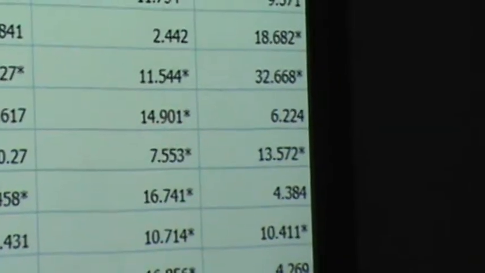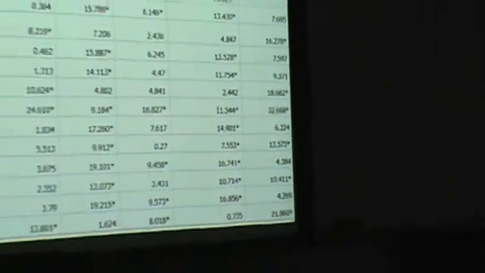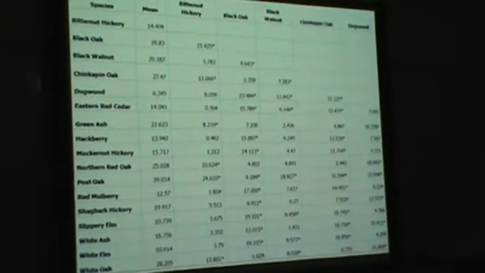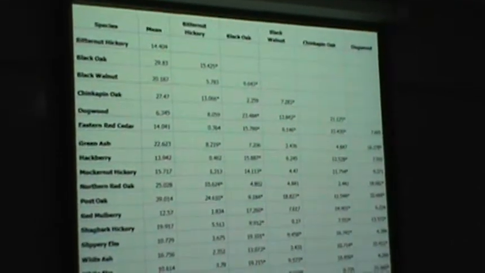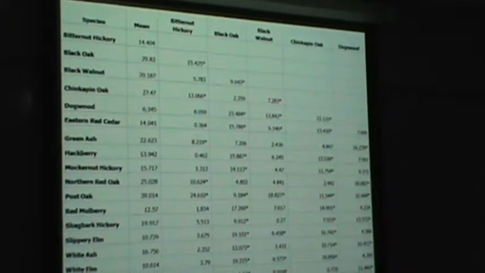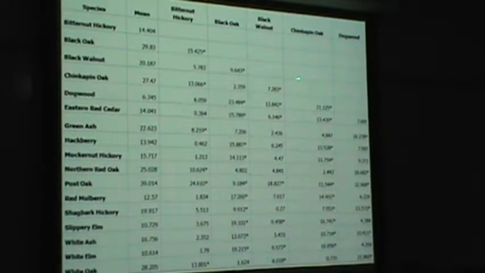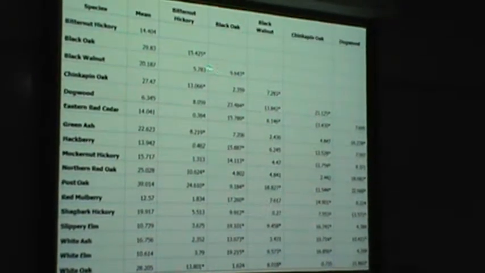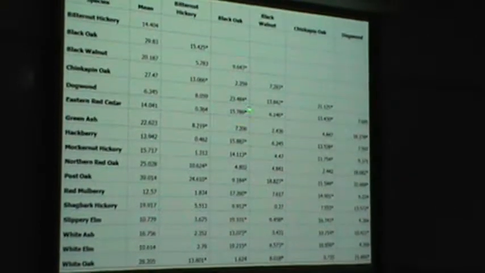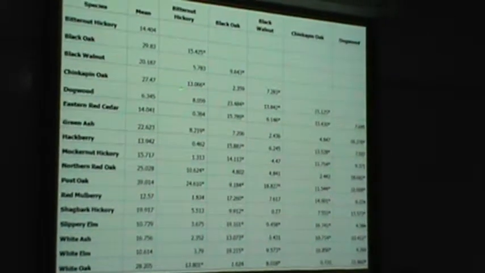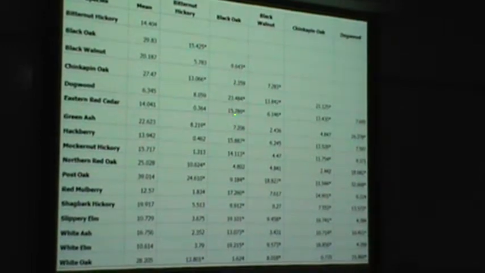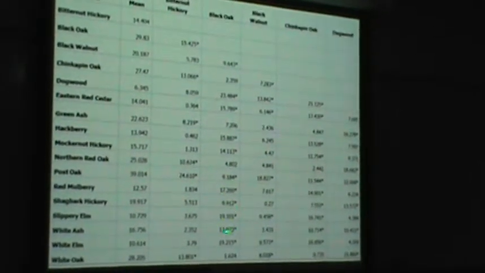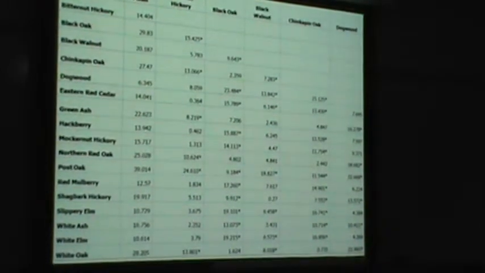So this is a table of the comparisons of means for tree species group for diameter at breast height. The pairs that are significantly different are flagged with an asterisk. As you may see, black walnut was significantly different for all trees, but not for chinkapin oak, green ash, northern red oak, and also white oak.